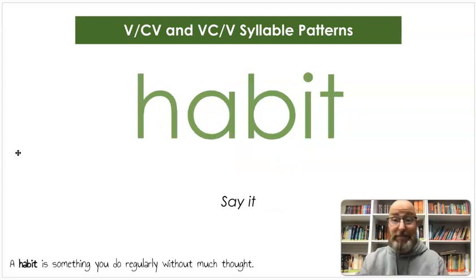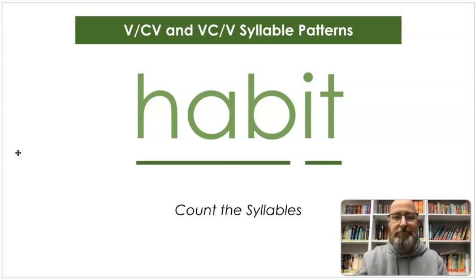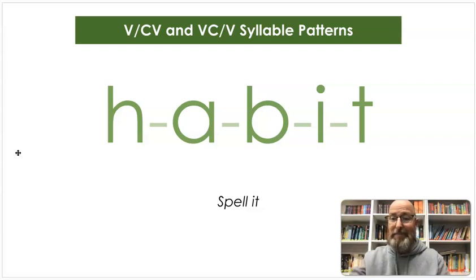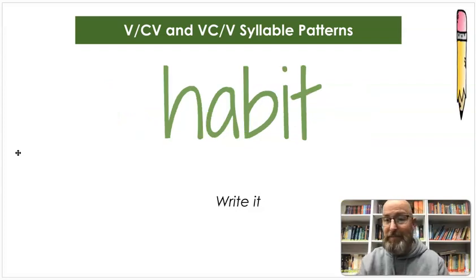The next word is habit. Say habit. A habit is something you do regularly without much thought. Let's count the syllables. Hab-it. Habit. Let's spell it. H-A-B-I-T, habit. And let's write it. H-A-B-I-T.